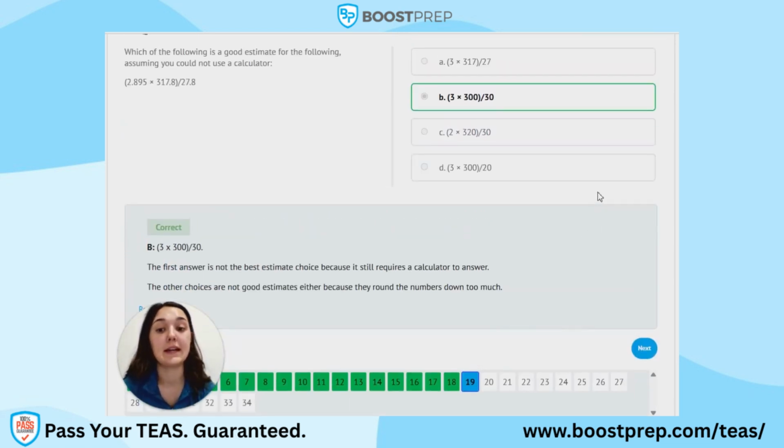The first answer is not the best choice because it still requires a calculator to answer it. The other choices are not good estimates either because they round the numbers too much or not enough.